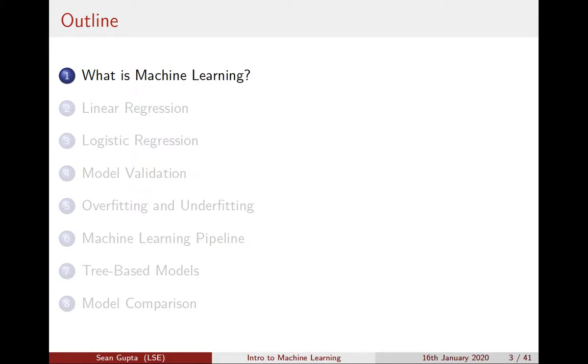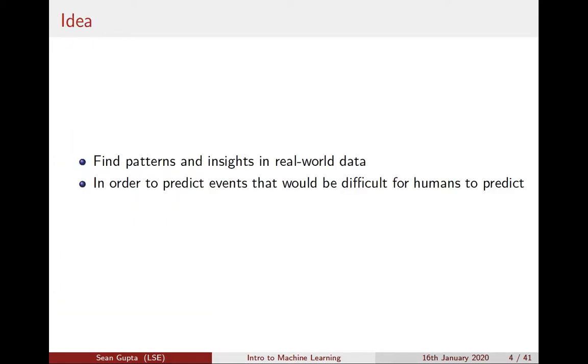Okay, so what is machine learning? Real-world data is very big and very messy, and it's very difficult for humans to find out what's going on in the data. This is what we use machines or computers for. Computers can find patterns and insights in this data automatically, and this is much easier for them, and hence machine learning comes in.